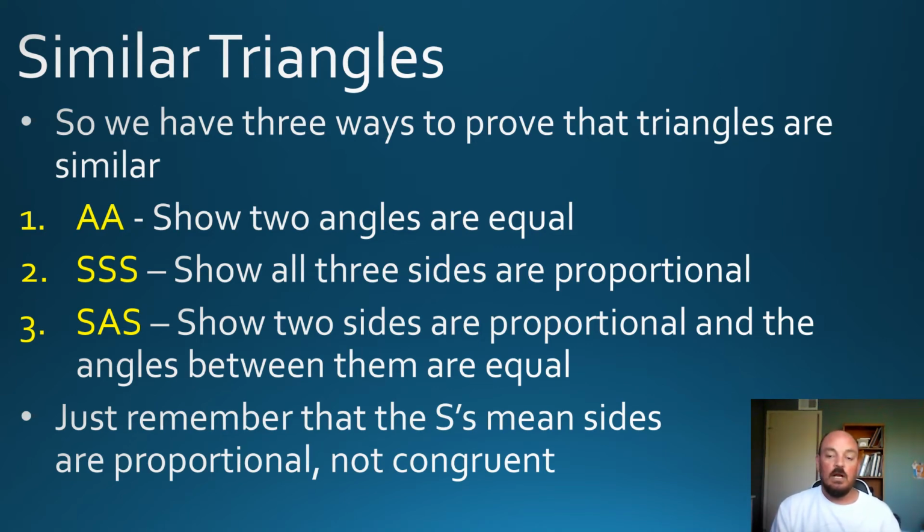So just remember the difference between when we did this for congruence in book 1 and when we're doing it in similarity right now is that the S's always mean proportional. S doesn't have to be congruent. Sides don't have to be congruent. They're proportional.